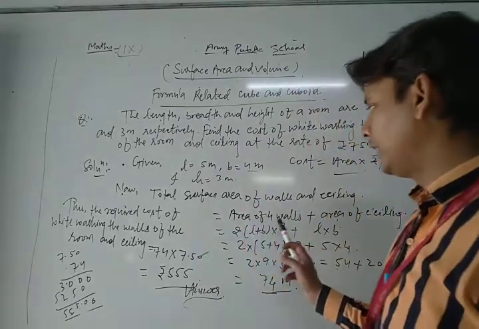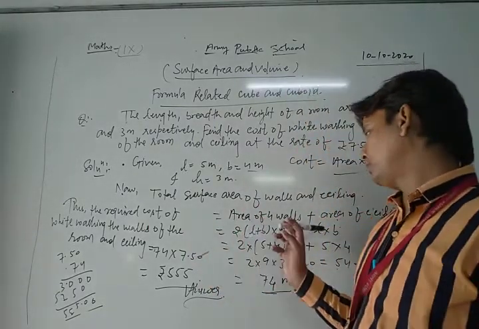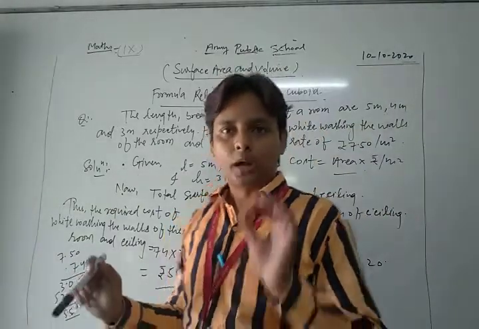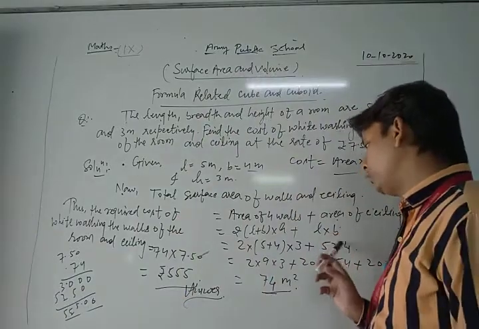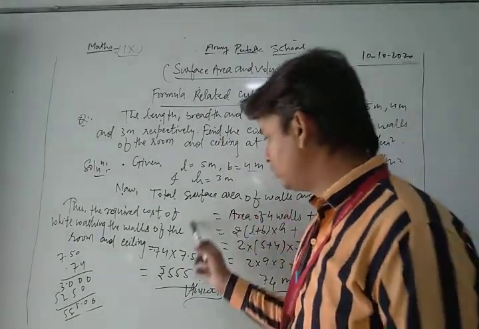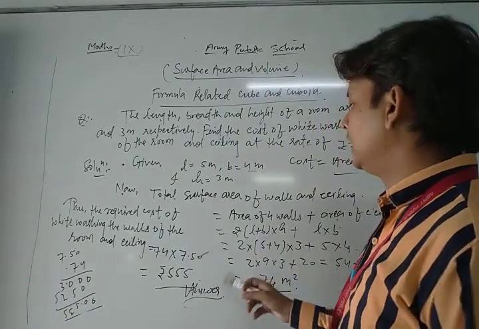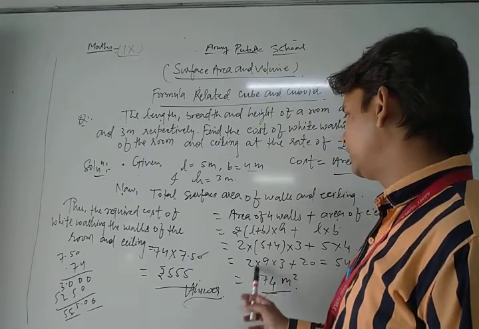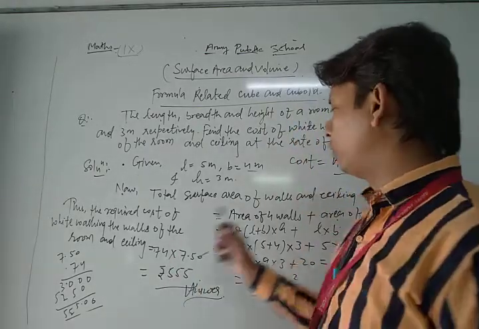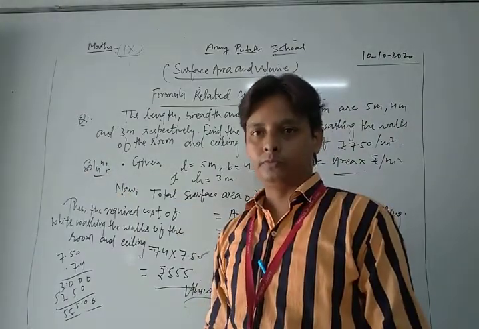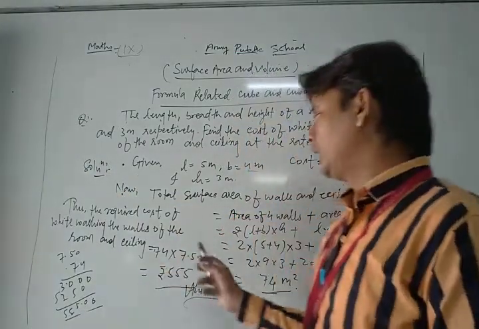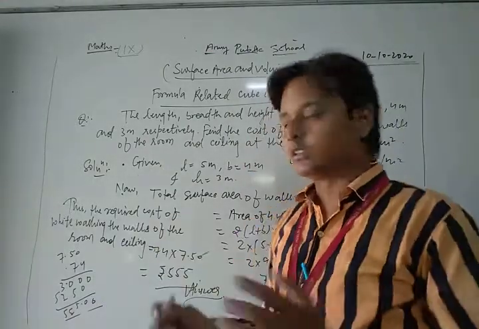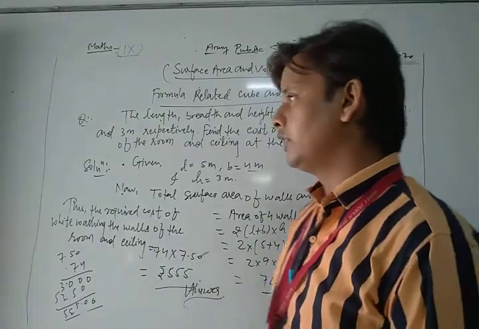So we apply the formula: area of four walls plus area of ceiling. We know that the area of four walls is equal to 2 into (length plus breadth) into height, and the area of ceiling is length into breadth. Now we put all the values in this formula and simplify them, so we get the total surface area of the walls and the ceiling. Now we apply the formula: cost is equal to area into rupees per meter square. Here we put both the values and simplify them, hence we get our result. So the required answer is 555.